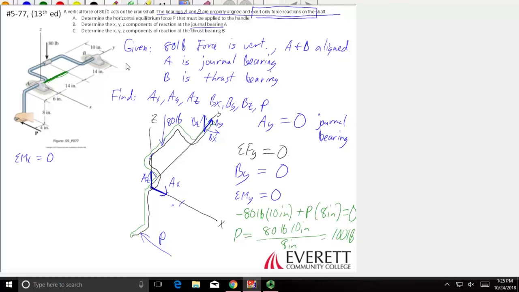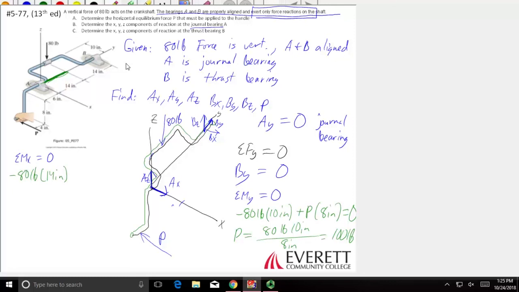And I'm going to put my thumb in the direction of the x-axis. I'm going to point my fingers towards the 80-pound force along that green line. And you can see it would tend to bend them backwards, bend my fingers back, which makes that negative. So that would be negative 80 pounds times 14 inches.